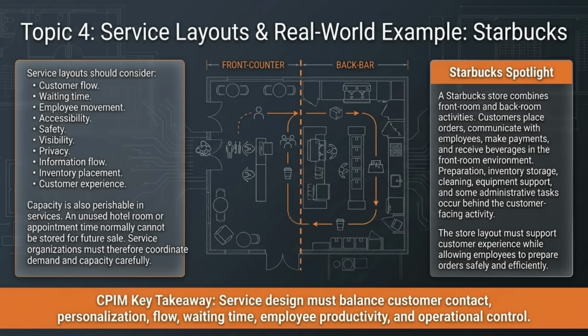Real-world company example. Starbucks. A Starbucks store combines front room and back room activities. Customers place orders, communicate with employees, make payments, and receive beverages in the front room environment. Preparation, inventory storage, cleaning, equipment support, and some administrative tasks occur behind the customer-facing activity. The store layout must support customer experience while allowing employees to prepare orders safely and efficiently. CPIM key takeaway.